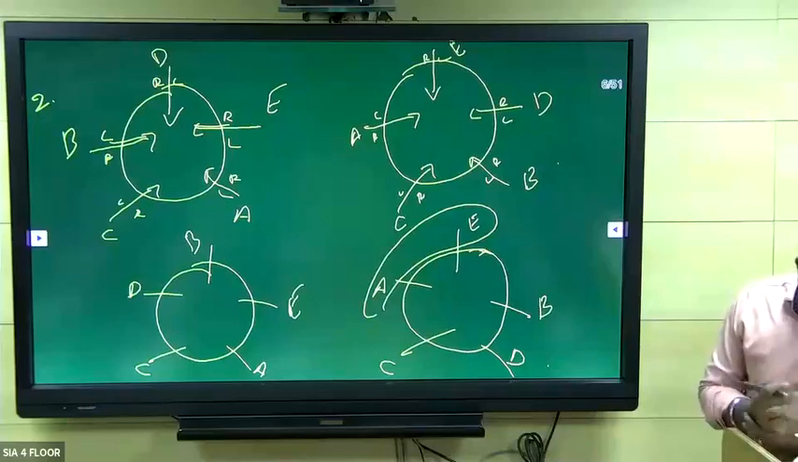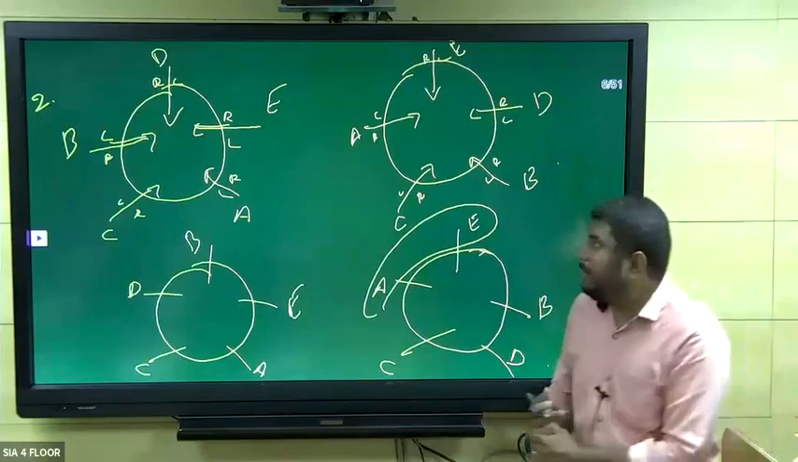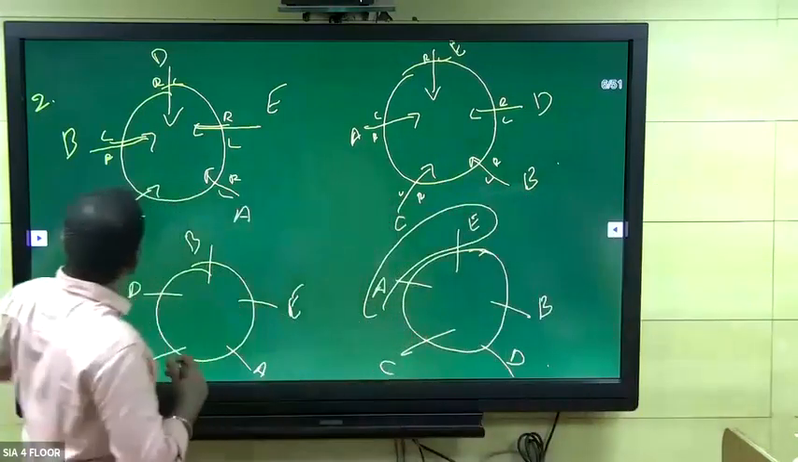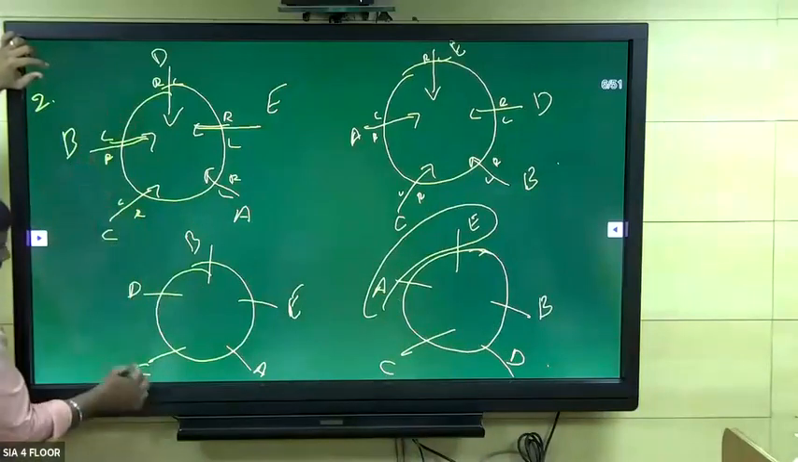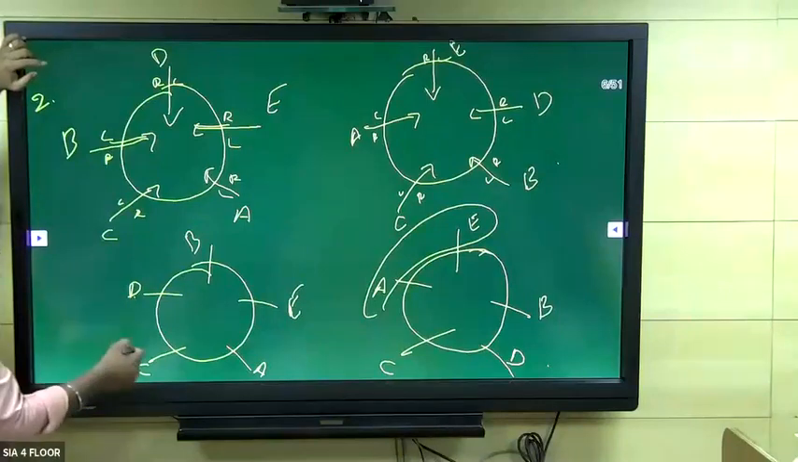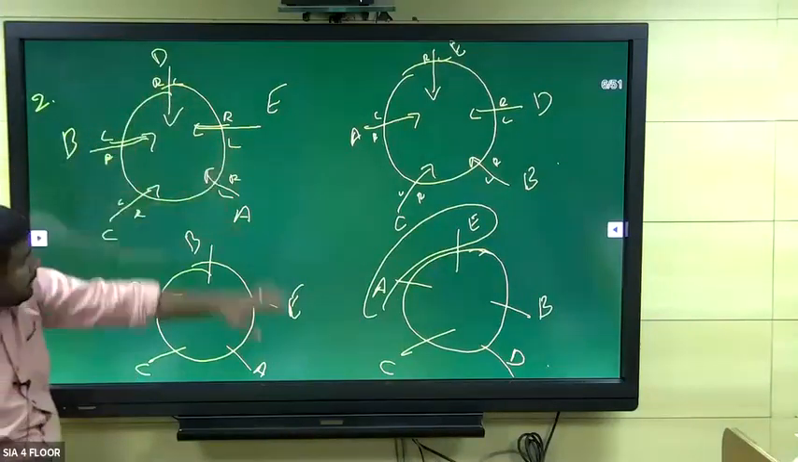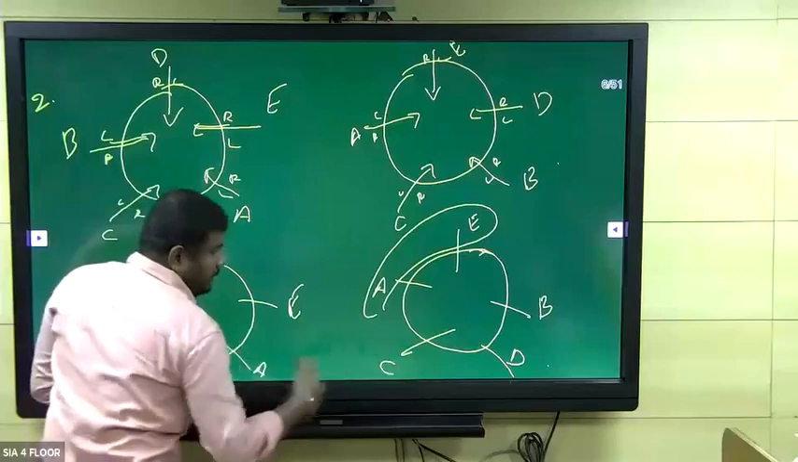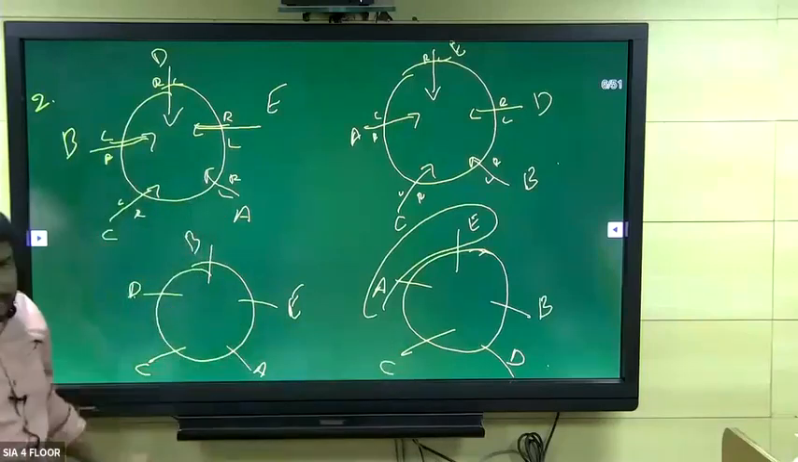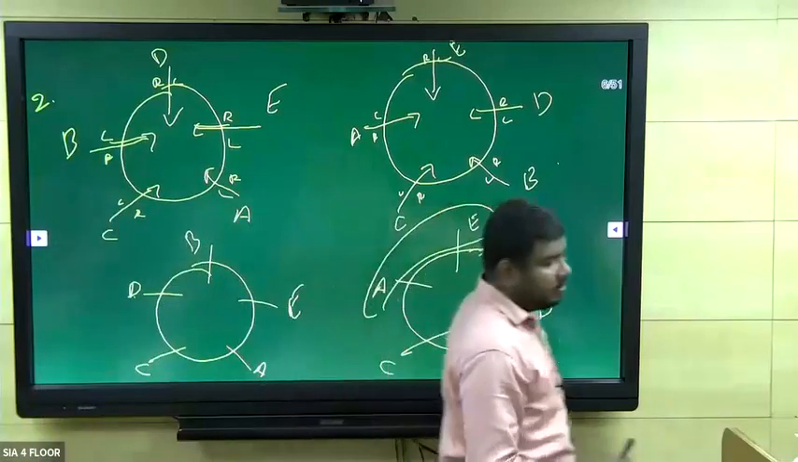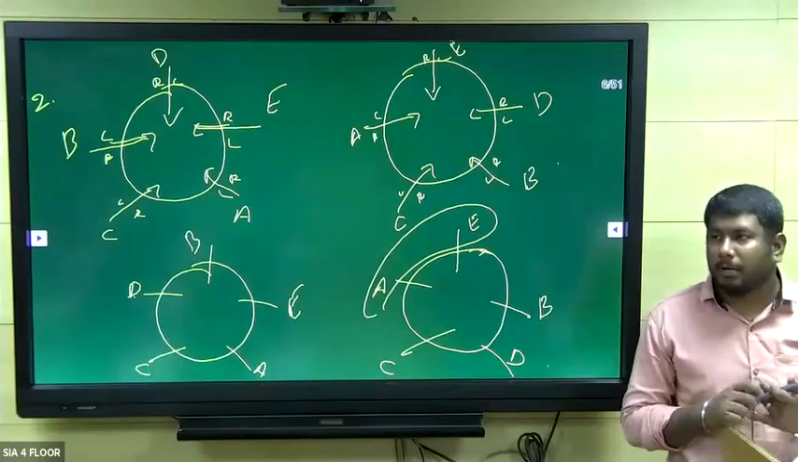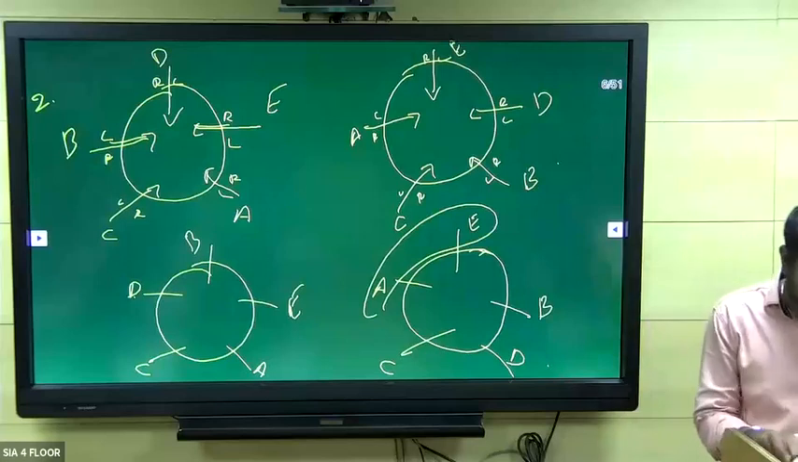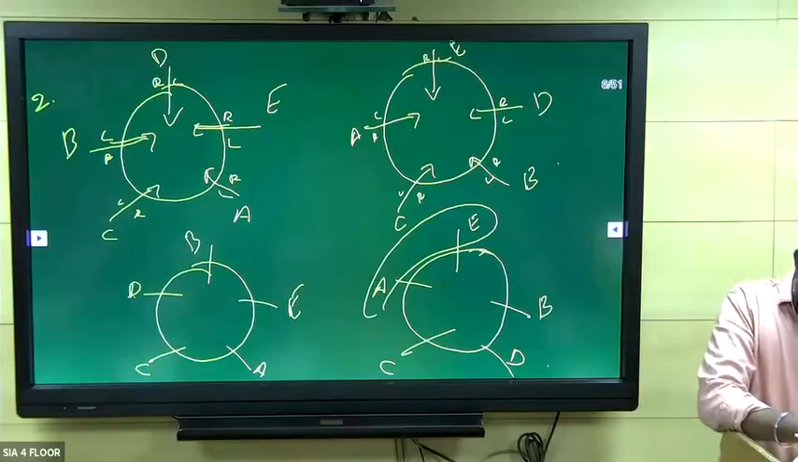Third one, D and C are separated by 2 seats. Listen here. D is here, C is here. They are separated by 1 seat, and here they are neighbors. So according to this, in these two, D and C are neighbors. So the third one is wrong. See the options. Option A, 1 only. Option B, 1 and 2 only. So 1 and 2 only is the correct answer for this question.